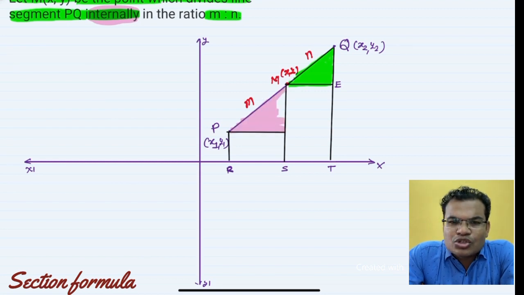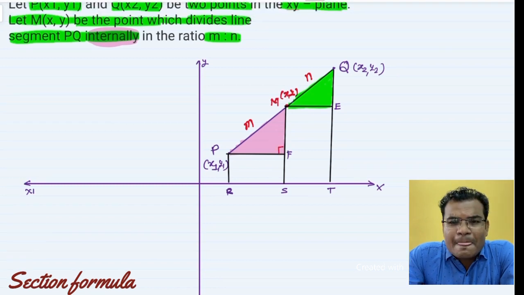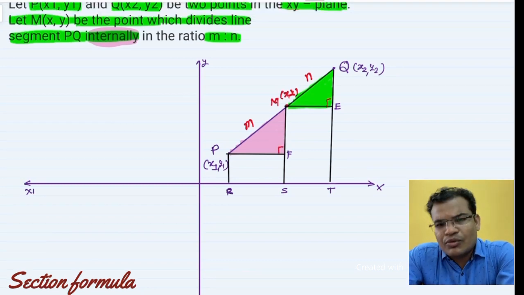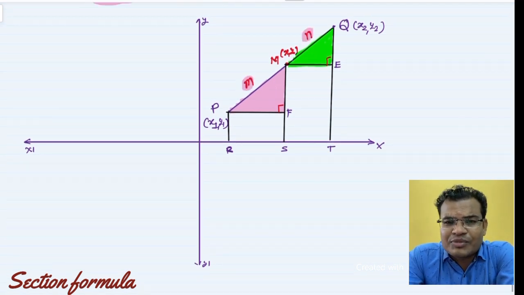Right. So we can give names to the intersecting points of these perpendiculars: PF, ME, PR like this. So we can see here there are two triangles, the green one and the pink one. These two triangles will go with the derivation, but before that we have to prove these two triangles are similar first. If the two triangles are similar, then their corresponding ratios are equal, the concept of similar triangles.